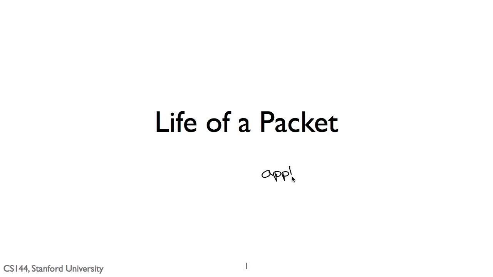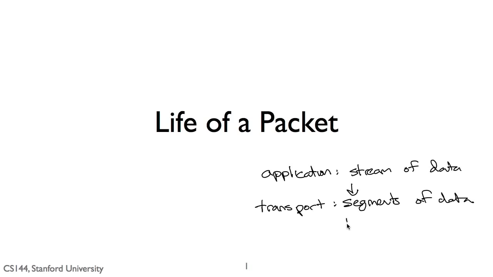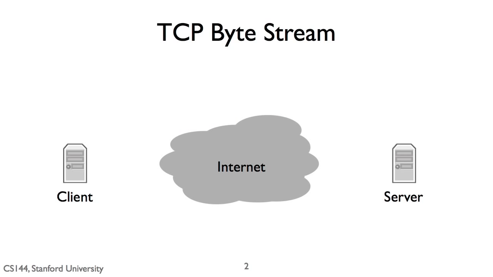The four-layer model of the internet takes a stream of data from the application layer. The transport layer breaks the stream into segments of data that it reliably delivers to an application running on another computer. The transport layer sends these segments as network layer packets, which the network layer delivers to the other computer. Let's see what this looks like in practice, the actual packets that a web browser and server send and receive.